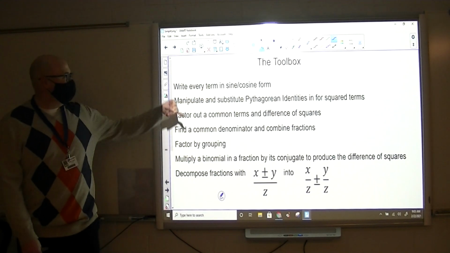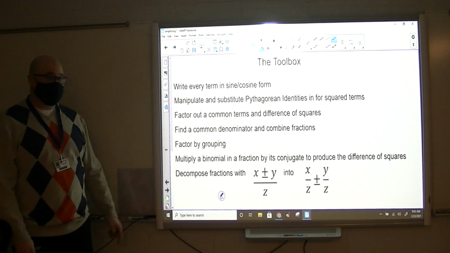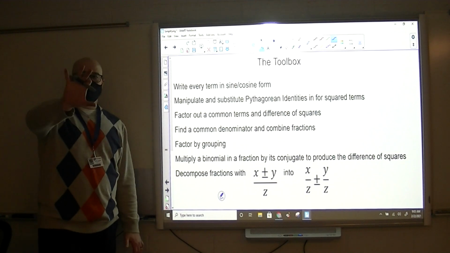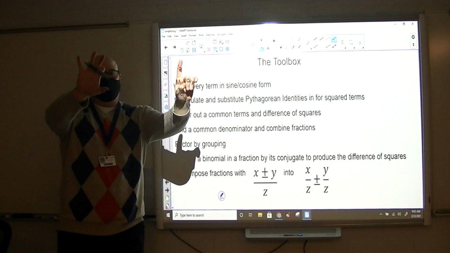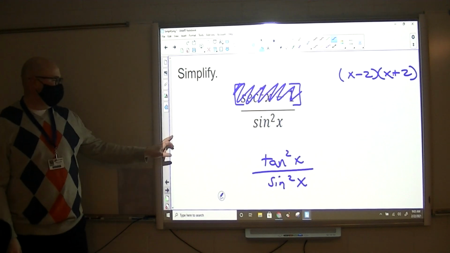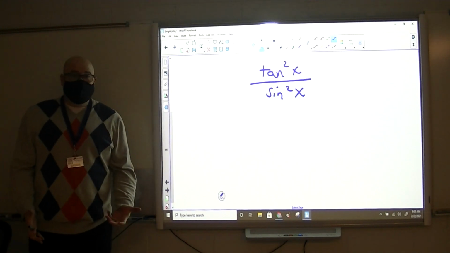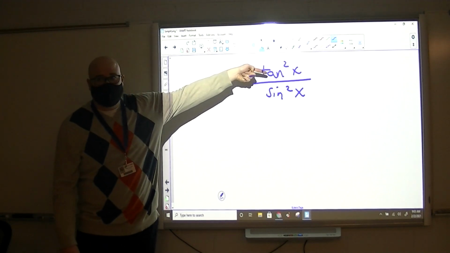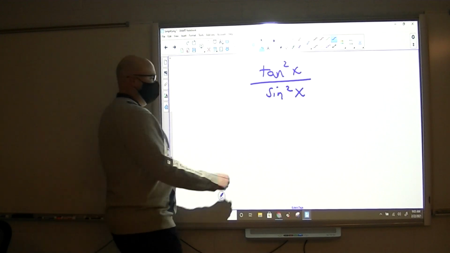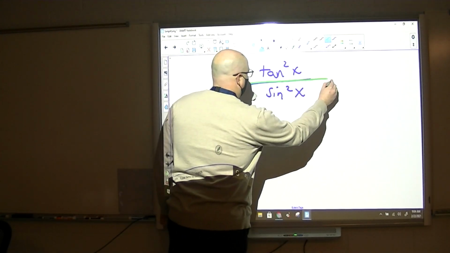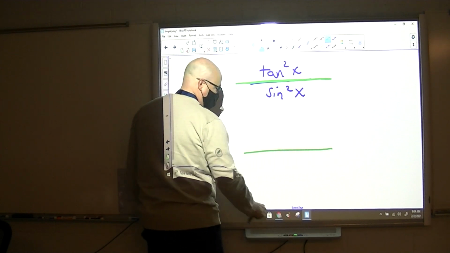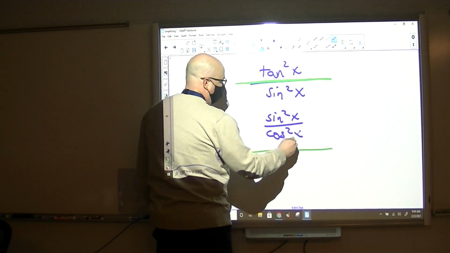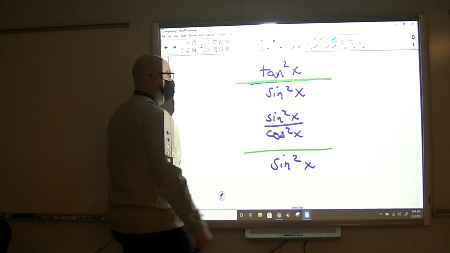we can start from scratch and go through all the tools again and say, okay, what about, could I write everything in sine or cosine form? When we started this one, I was like, let's not do that. Because I didn't want to have the 1 over cosine squared minus 1 at the top. That was a problem. Okay? But now, when I look at this, now that might make sense. Now it might make sense to write this as sine squared over cosine squared. So I'm going to do that. Okay? And again, I'll color code this for you so you can see it. The top becomes sine squared x over cosine squared x. And the bottom is still sine squared x.